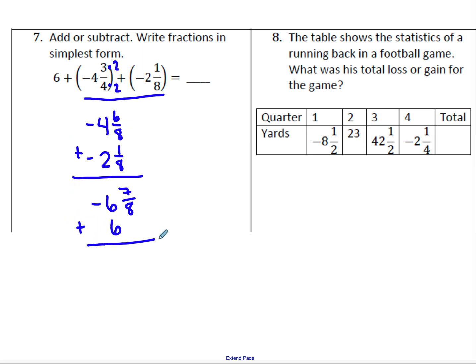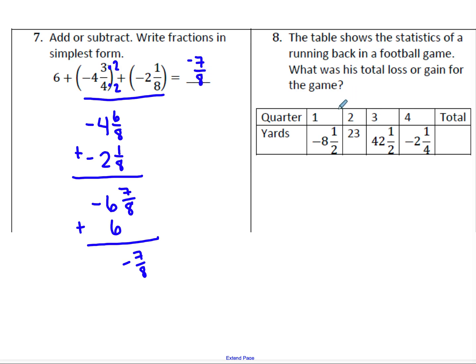All right, and then I have this positive 6 to add. Different signs, find the difference, one with the greater absolute value on the top. 7/8 minus 0 is 7/8. 6 minus 6 is 0. More negatives, answer is negative. So negative 7/8 is going to be our answer on that one.